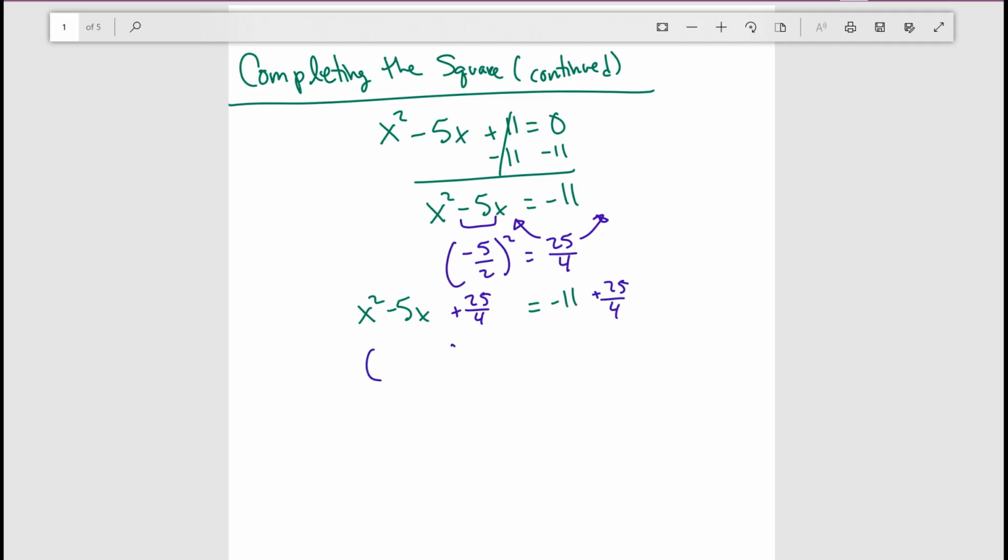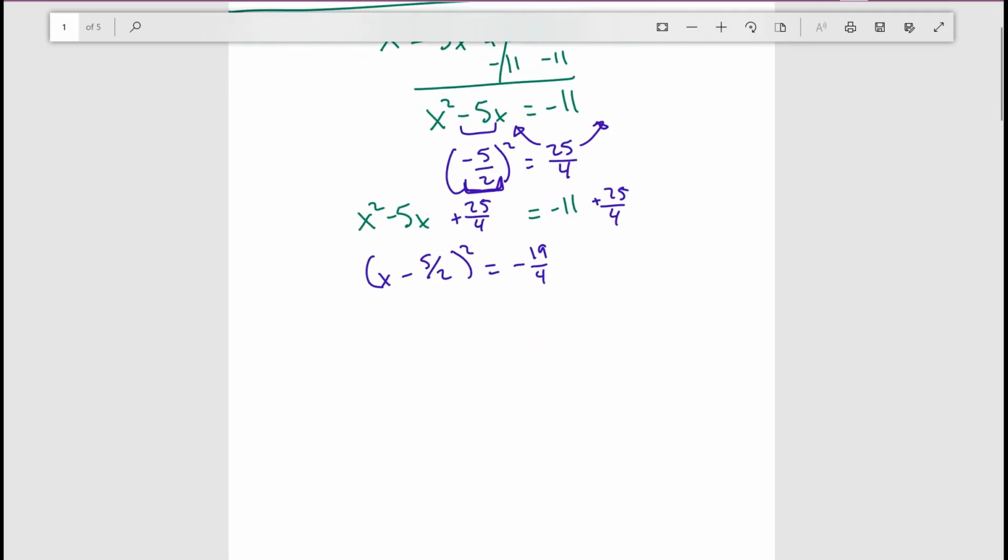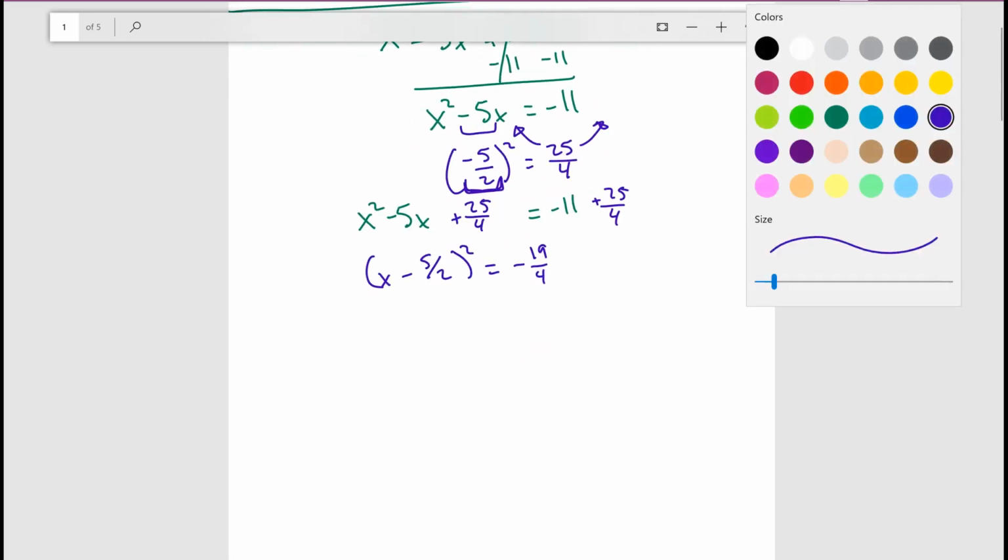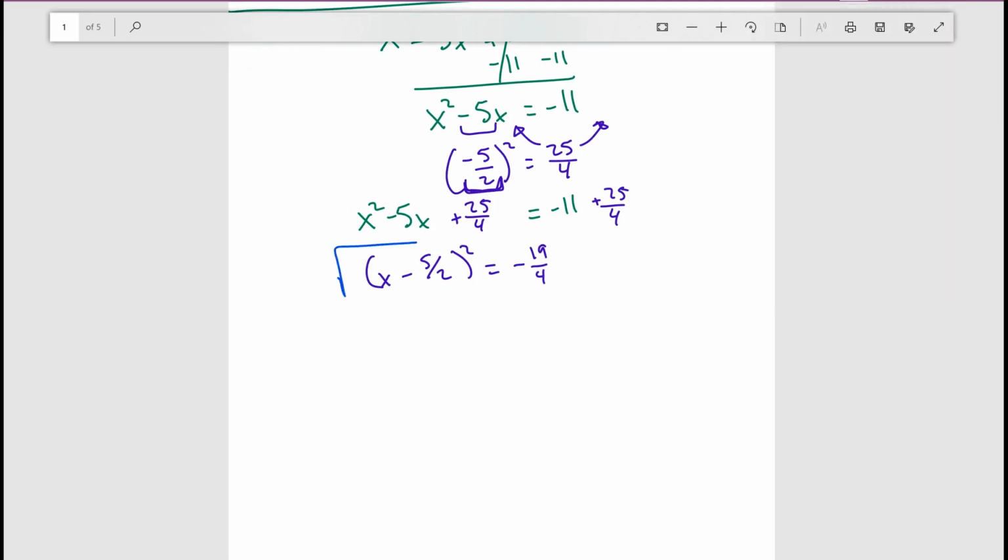When I factor this out, this is going to be x minus whatever this is on the inside. And then the inside here is going to be minus 5 over 2. Now, on the other side, I can either use my calculator or you can just find the least common denominator. And this is just going to give me negative 19 over 4.